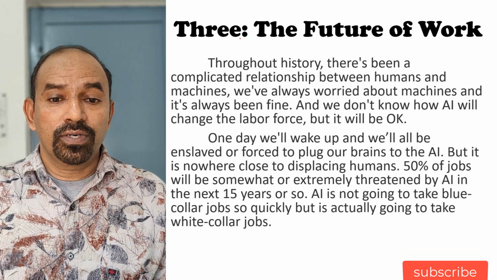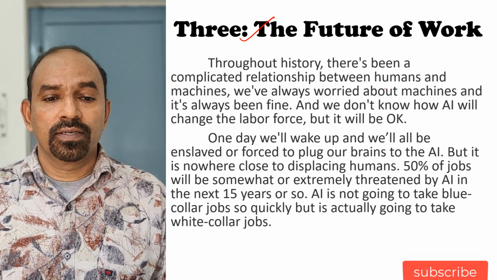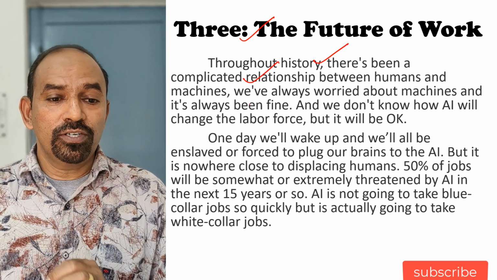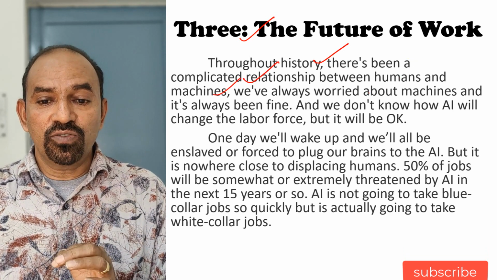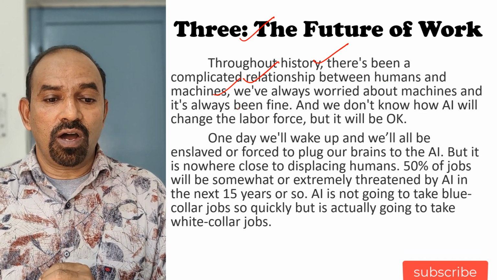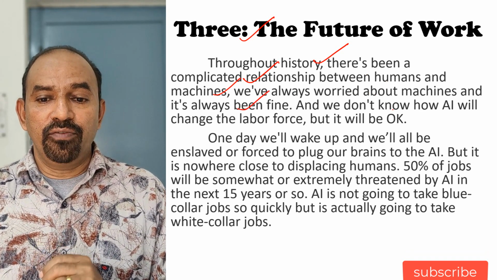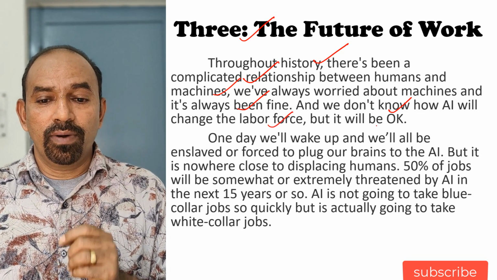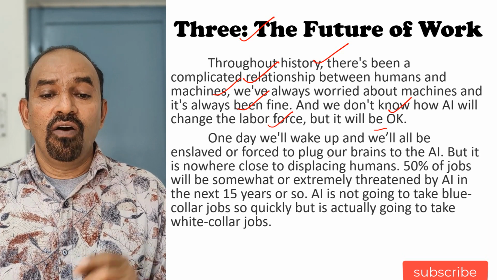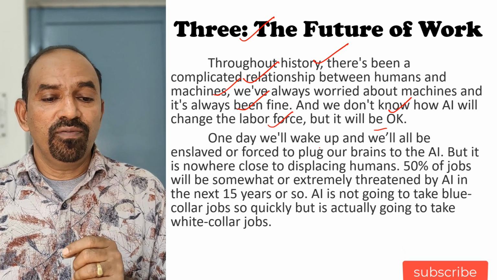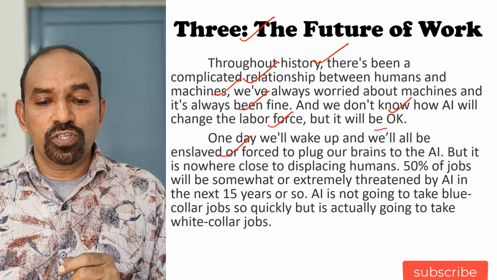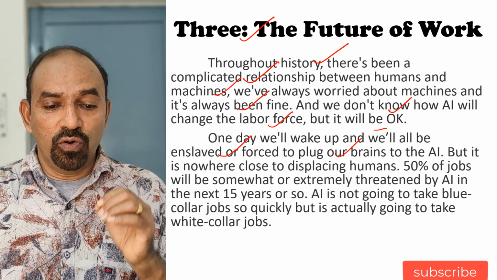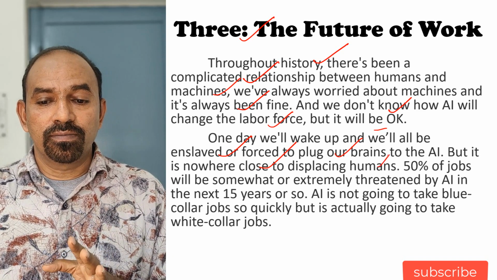The third part says the future of work. Throughout history, there has been a complicated relationship between humans and machines. We have always worried about machines and it has always been fine. And we don't know how AI will change the labor force, but it will be okay. One day we will wake up and we will all be enslaved or forced to plug our brains into the AI. But it is nowhere close to displacing humans.